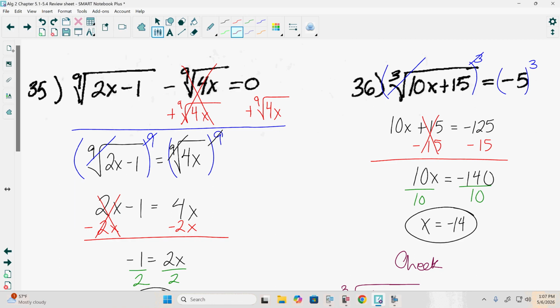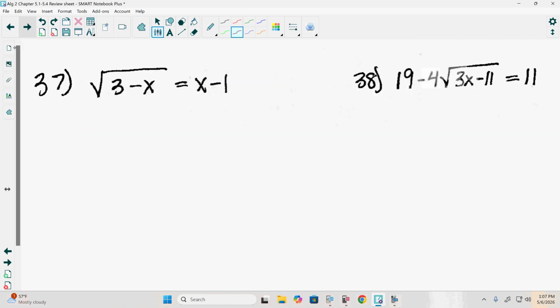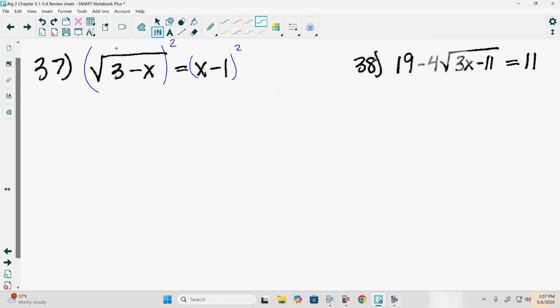Questions on any of these so far? We can look at 37. Radical is by itself, so we're going to put both sides to the nth power. So we're going to square both sides. On the left-hand side, the square root and square would cancel, telling us 3 minus x is equal to x minus 1 squared.